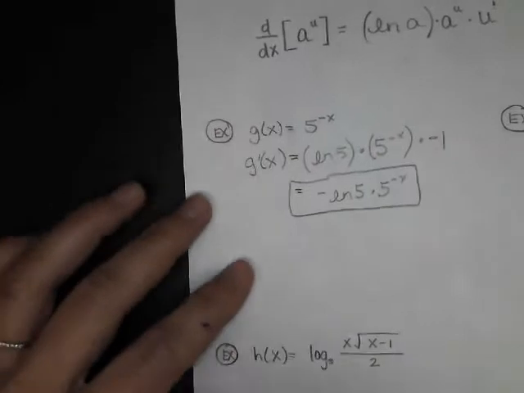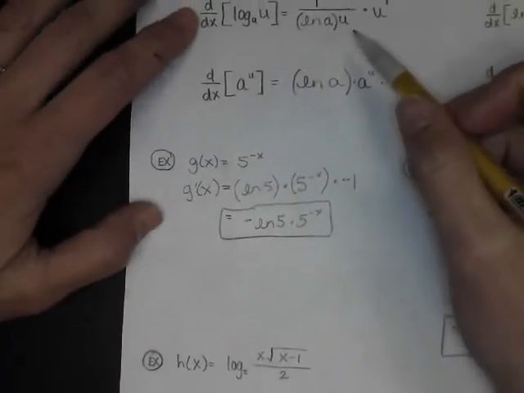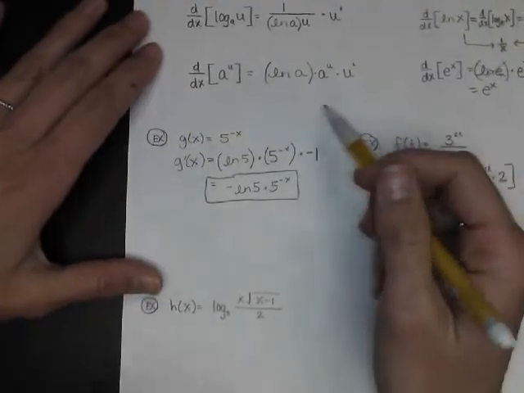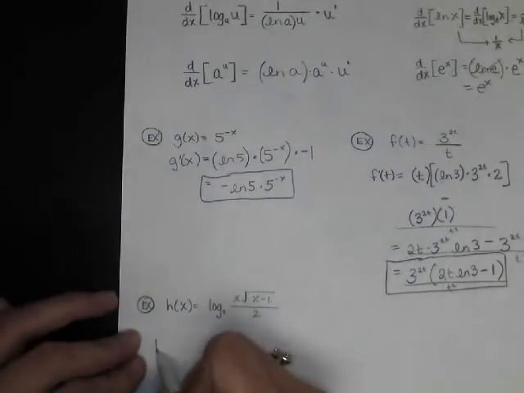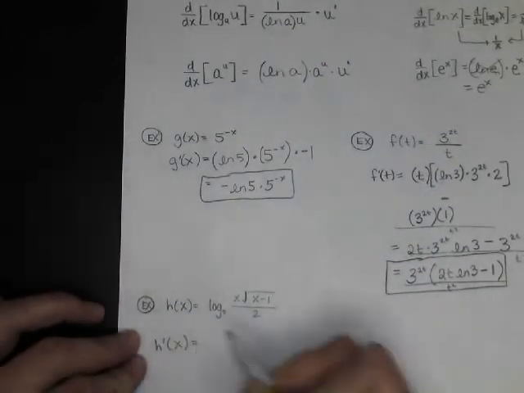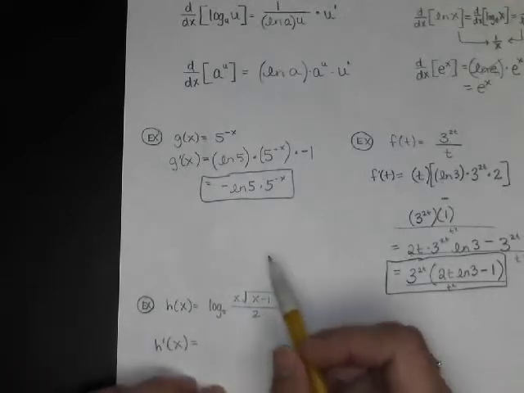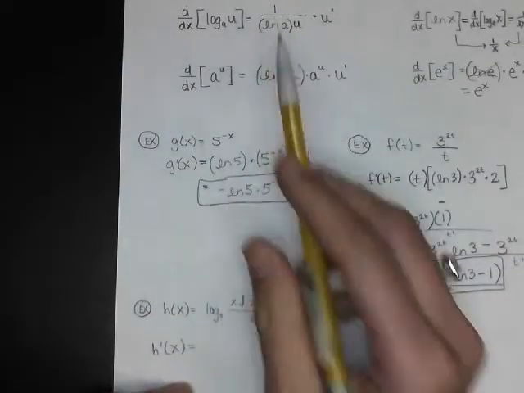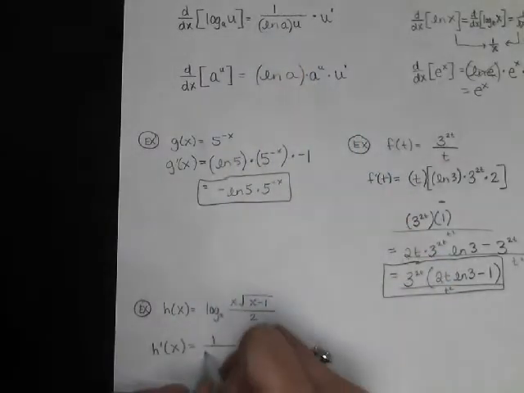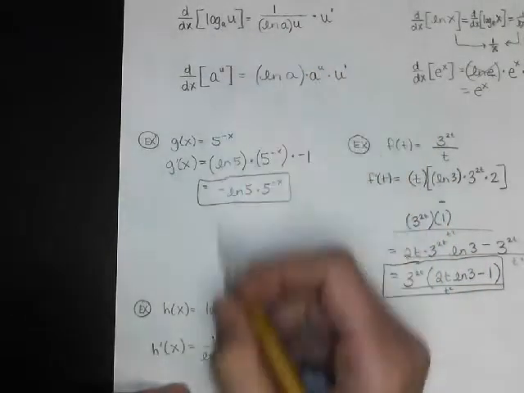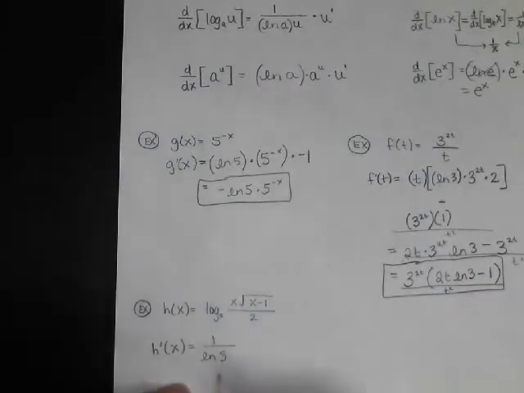Okay, if we jump to the log one here, I'm going to zoom out so I can see the rules on the piece of paper at the same time as the problem. So, h prime of x equals, always starts with 1 over the natural log of a. A is your base, so the natural log of 3.